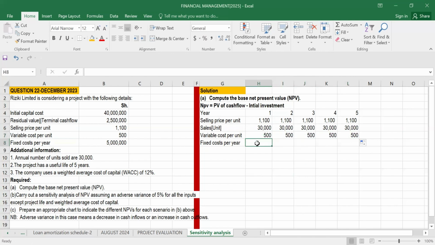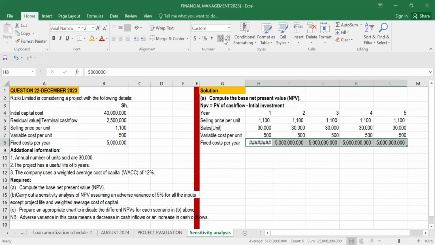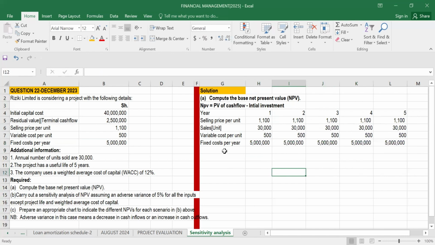The fixed cost in this case will be what? It will be 5 million. So it will be equal to this one. Okay, so let me type this manually. It will be 5 million like that. Yes, 5 million. Okay, so having that, I think we can proceed and now compute the cash flows.